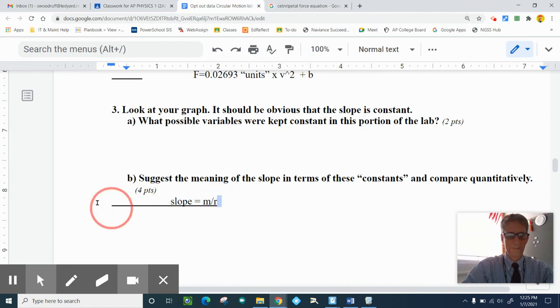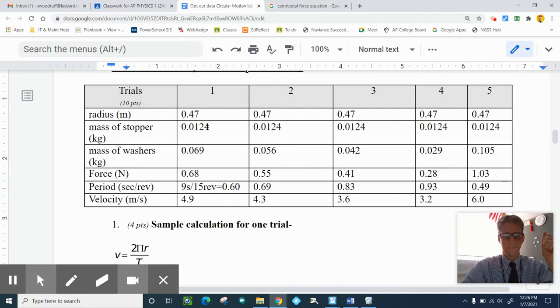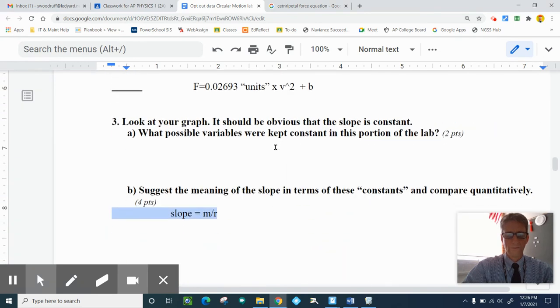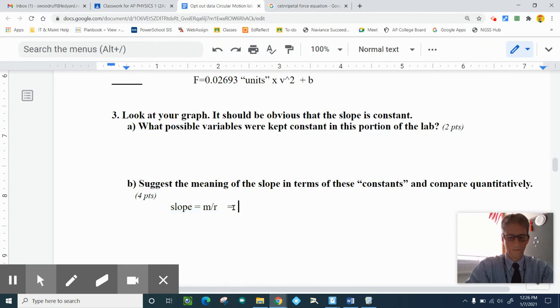Are these constants? The slope is constant. Was the mass of the stopper the same the whole time? Yes. Was the radius the same? Yeah, this is the one where we kept the radius the same. So what is the mass of your stopper? 0.0124. What is the radius? 0.47, all the way across. What is 0.0124 divided by 0.47 equal to? Is it close to the value of 0.0269 that we got for the slope?